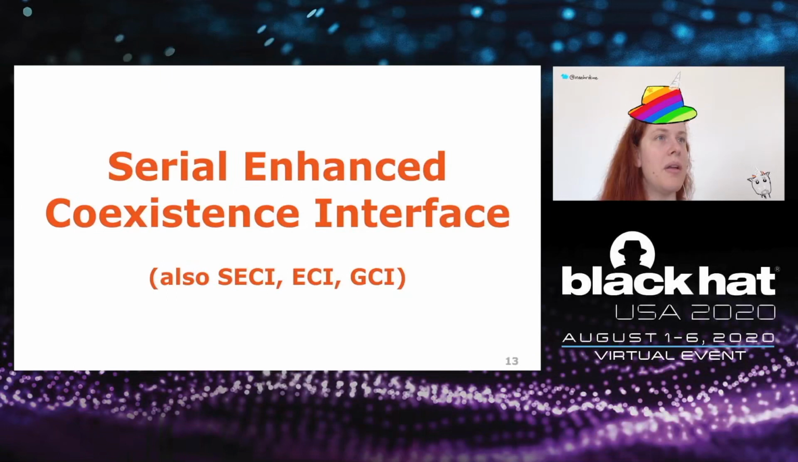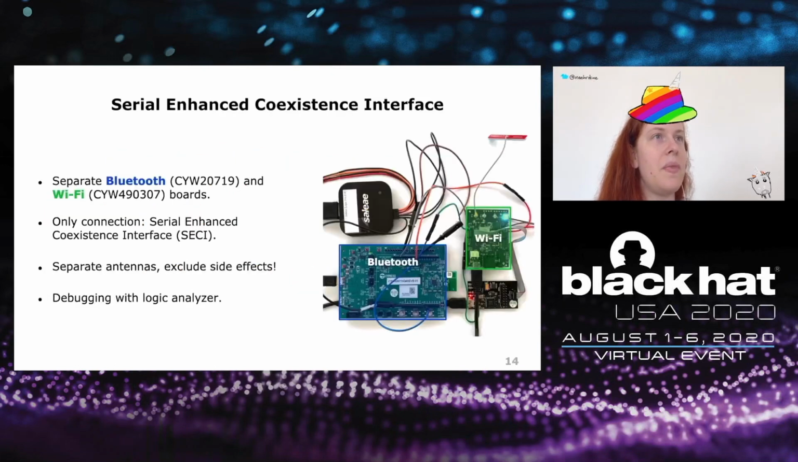And now let's look into the serial enhanced coexistence interface. It's sometimes with the S for the serial, sometimes without. And then there's also the GCI, which probably means global coexistence interface or generic coexistence interface, and many other terms, but they are used in the same way. So they all mean the same thing. So the serial enhanced coexistence interface is used between the Bluetooth and the Wi-Fi chip.